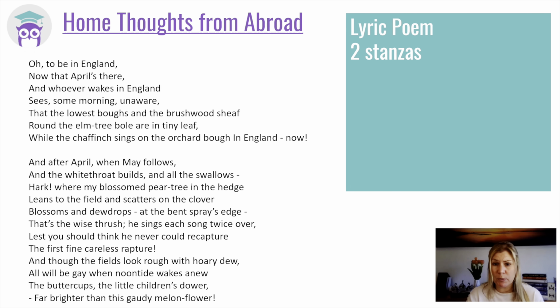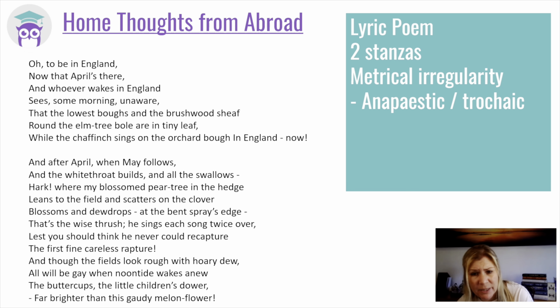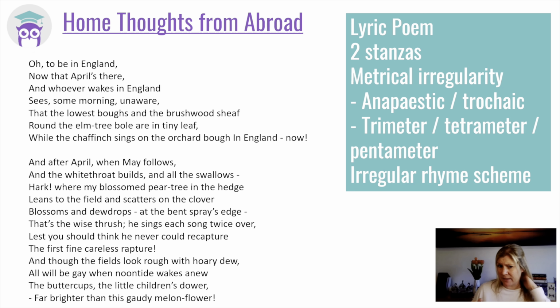Okay, this is what we call a lyric poem, so it's very, very musical in nature. Yeah, that's right, it's got 2 stanzas, but it is full of metrical irregularity. We have anapestic rhythms, we've got trochaic rhythms, we shift around between trimeter, tetrameter, pentameter. It's all over the shop, and the rhyme scheme is irregular as well. So what the heckety heck are you going to do with that?